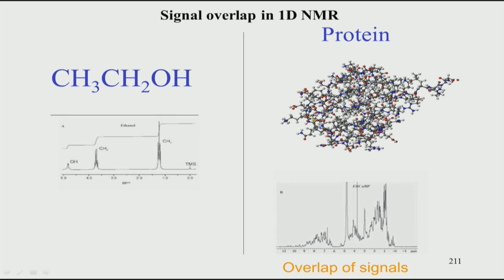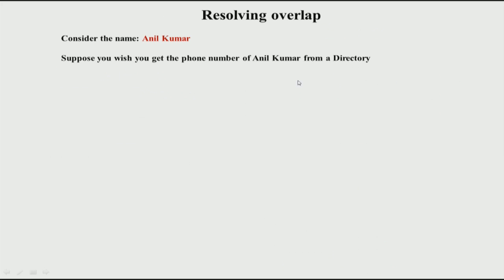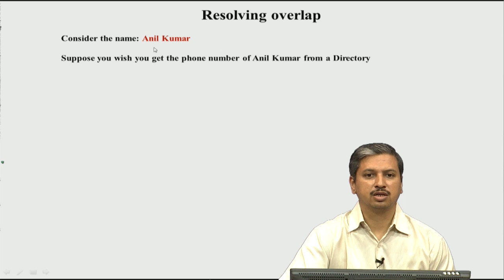Even for a small organic molecule like a drug molecule, with a molecular weight of around 500 or so, we need to do 2D homonuclear or heteronuclear spectra, so that we can get the information of which coupled peaks are there. Okay. So, let us look at another example of how we can resolve overlap. This is a very interesting example. This is just a hand waving argument, an example not from NMR, a non NMR approach. Let us say that you have the name of a person called Anil Kumar.